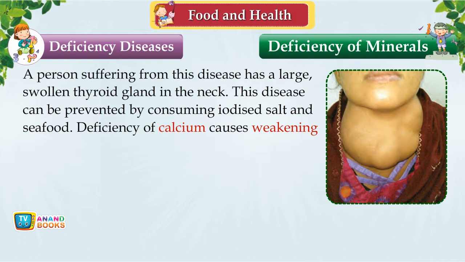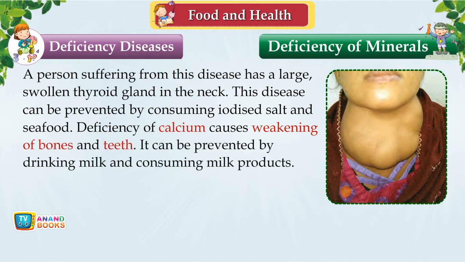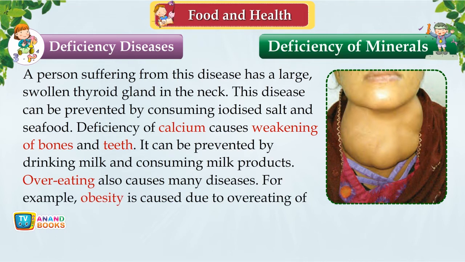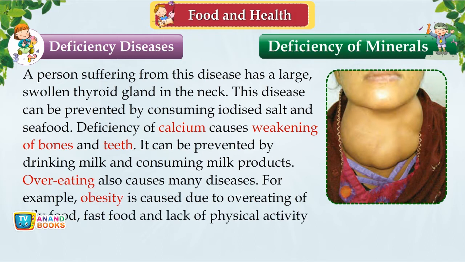Deficiency of calcium causes weakening of bones and teeth. It can be prevented by drinking milk and consuming milk products. Overeating also causes many diseases. For example, obesity is caused due to overeating of oily food, fast food, and lack of physical activity and exercise.